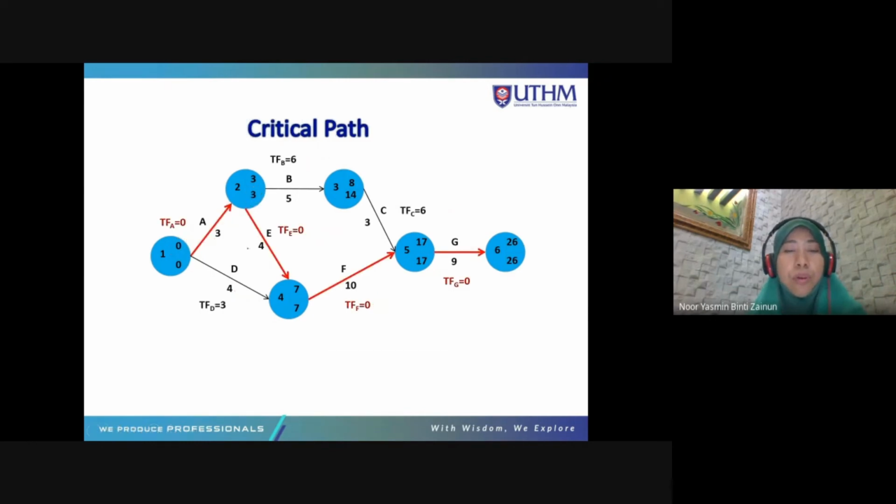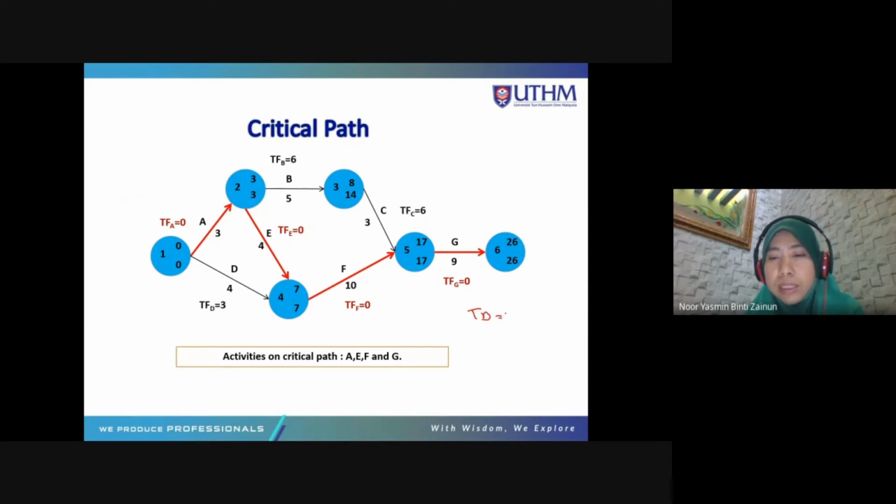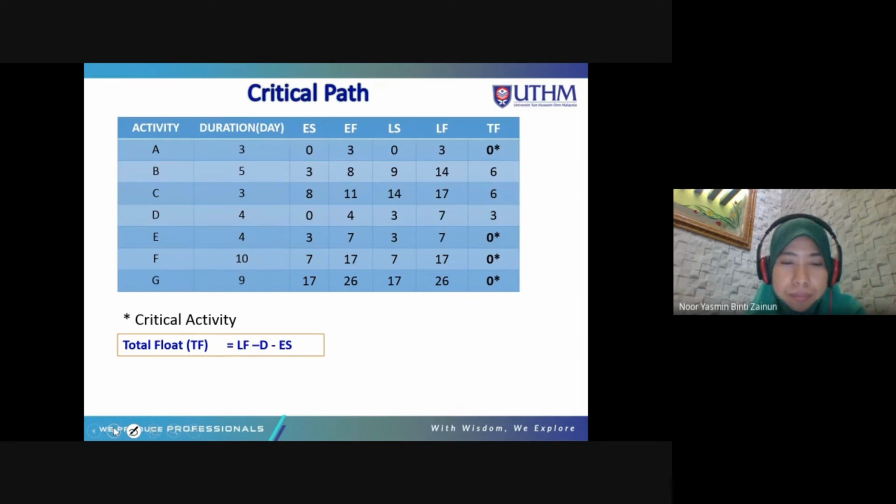An activity with total float of 0 is a critical activity. So the critical activities here are A, E, F, and G. For activities A, E, F, and G, you cannot have any delay. If you have a delay, it will affect the total duration of the project. The project will also be delayed. The total duration of the project is 26 days. So you can put everything in the table.